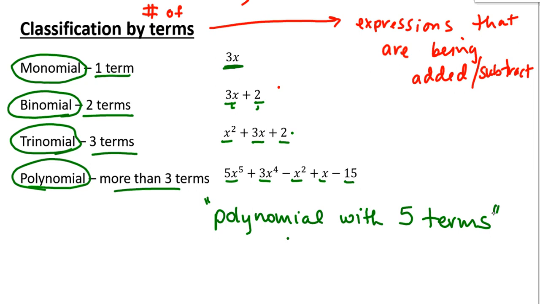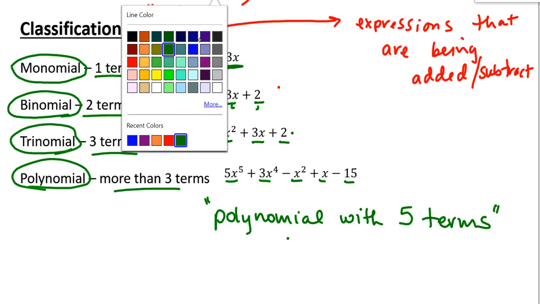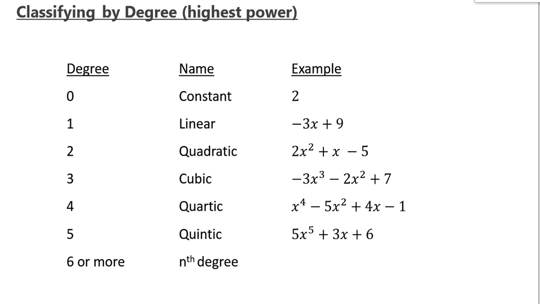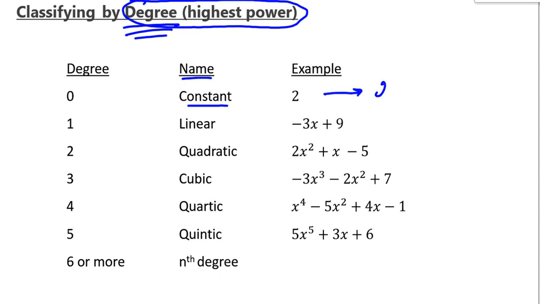Okay, so one way we classify is by the number of terms. Now another way we classify is by the degree. Degree, if you remember, is the highest power, and that degree gives you a second name. So if the degree is 0, the name is a constant, and here's an example. Again, like on the previous page, this is like 2x to the 0. X to the 0 is 1, which is why it's a number without any variables.